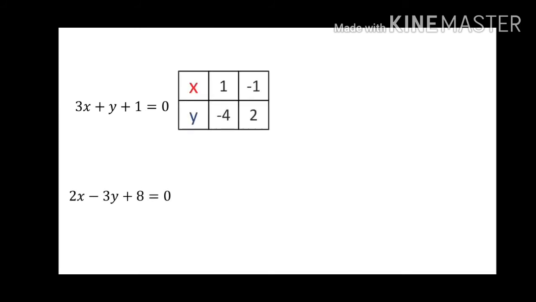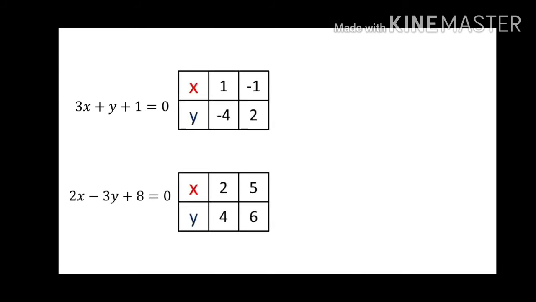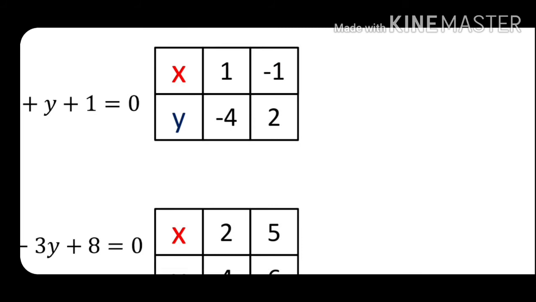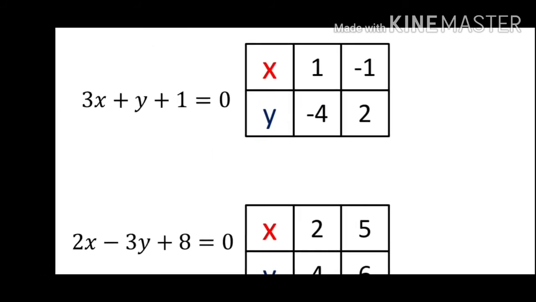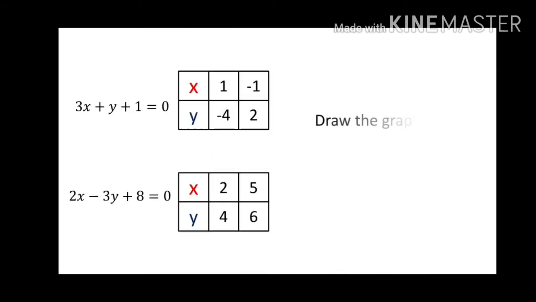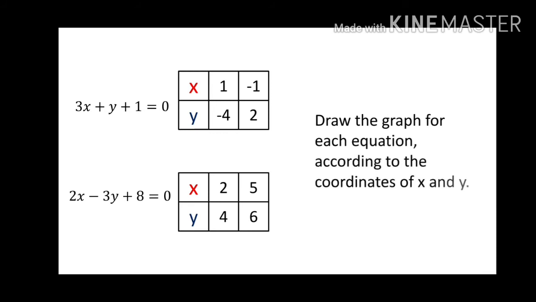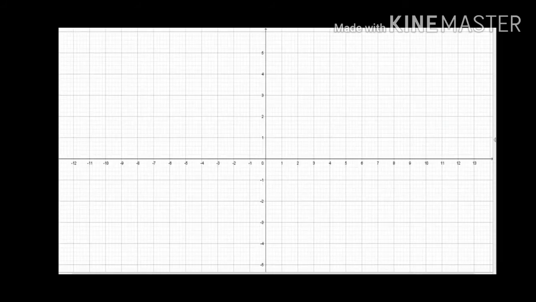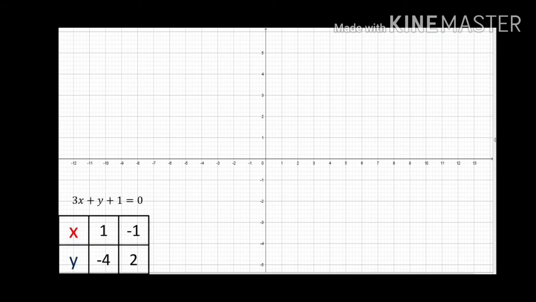Now, for every equation, we have got the points for plotting the graph. You can see here, these are the points. So we have to draw the graph for each equation according to the coordinates of x and y. So here what we have to do? We have to plot it first. So x is given, y is given. So 1 and minus 4, minus 1 and 2. Same thing, we will just plot the points first, then draw a line.